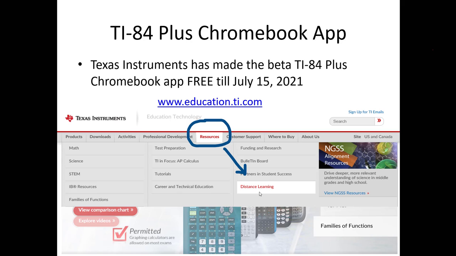TI does not want to profit off of a pandemic. July 15th, 2021 is the date that all schools should be done with this school year. We will re-examine where we are with COVID, if the app is a luxury or if it's a necessity. If it's a necessity, I could see this being free for the next school year. If we are back to face-to-face and the calculators can be used again, then this is more of a luxury and there would be a cost associated with it. At this point, we don't know what that would be.